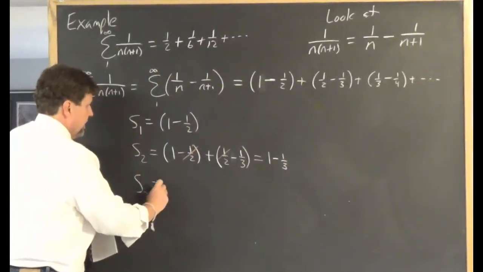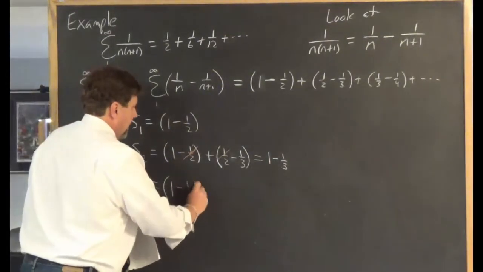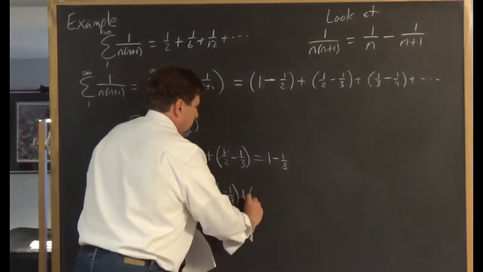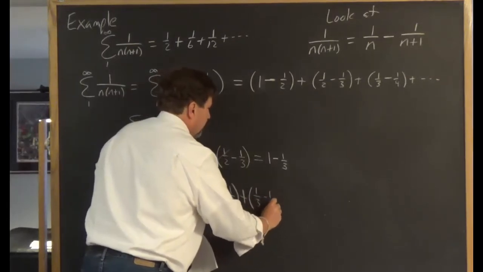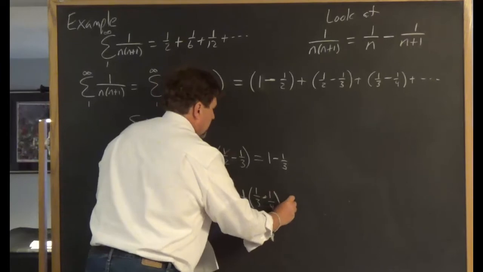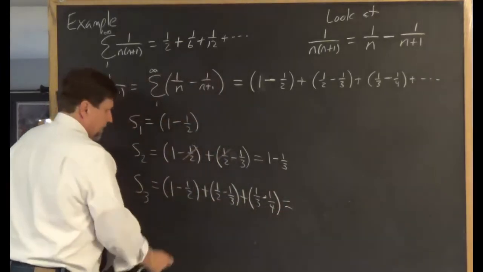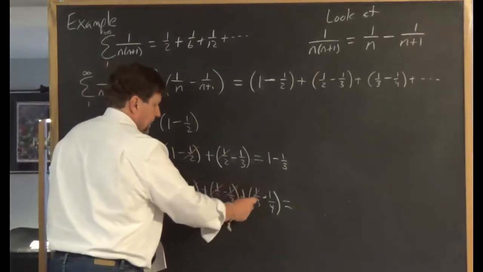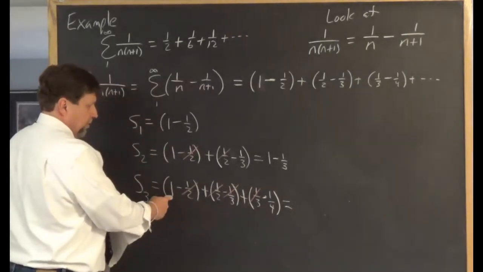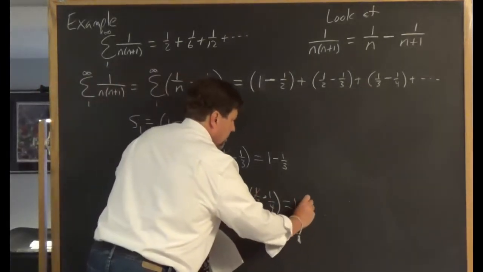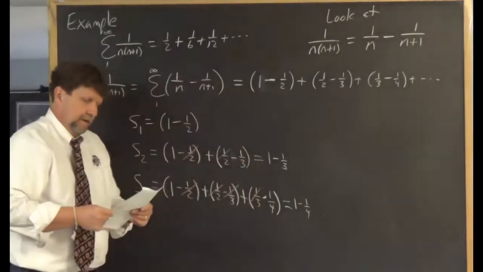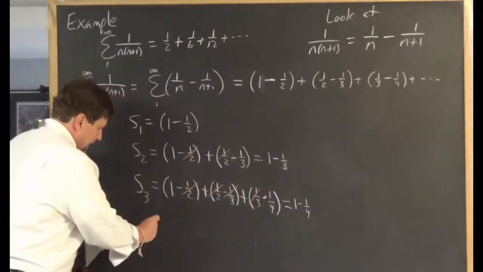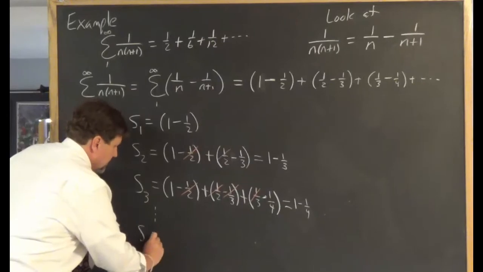The third partial sum, 1 minus 1/2 plus 1/2 minus 1/3 plus a 1/3 minus 1/4. Check it out. That's 0. And you have minus 1/3 plus 1/3. That's 0. So it looks like we're just left with 1 minus 1/4. It's looking pretty cool, isn't it? So what about the nth partial sum?